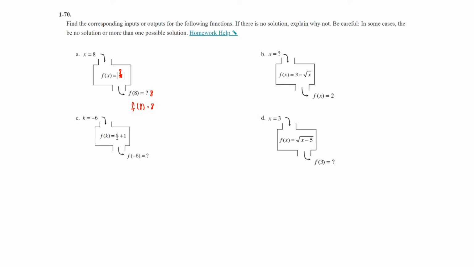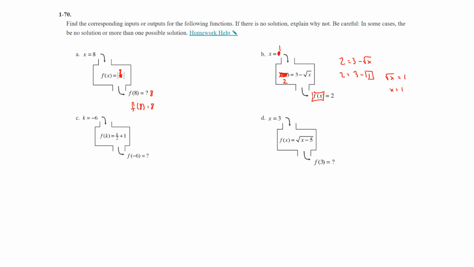On B, now it's looking at the other way. It's saying that, hey, the output is 2. So this gets replaced with 2. And so now the question is 2 is equal to 3 minus the square root of x. Well, 3 minus what is going to give you a value of 2? And so that means this would have to be a 1, because 3 minus 1 is 2. So is there a square root of x that would give us a 1? Yeah, x equals 1. So that answers our question. When x is 1, the output would be 2.